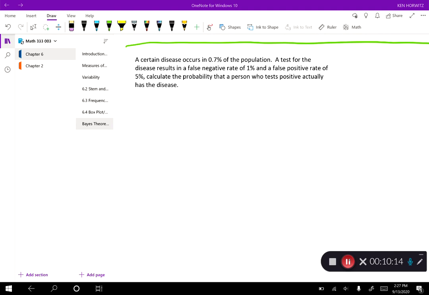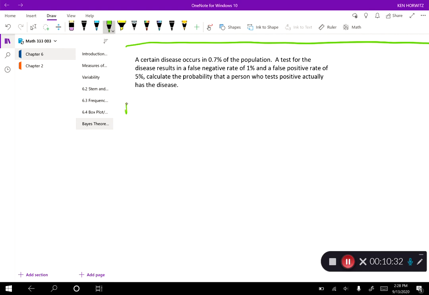Why don't you guys pause the video, take a minute to think about it, pull some information out of the problem. All right, so let's start with a general formula for Bayes' rule, and then we will start relating it to the information in the problem.